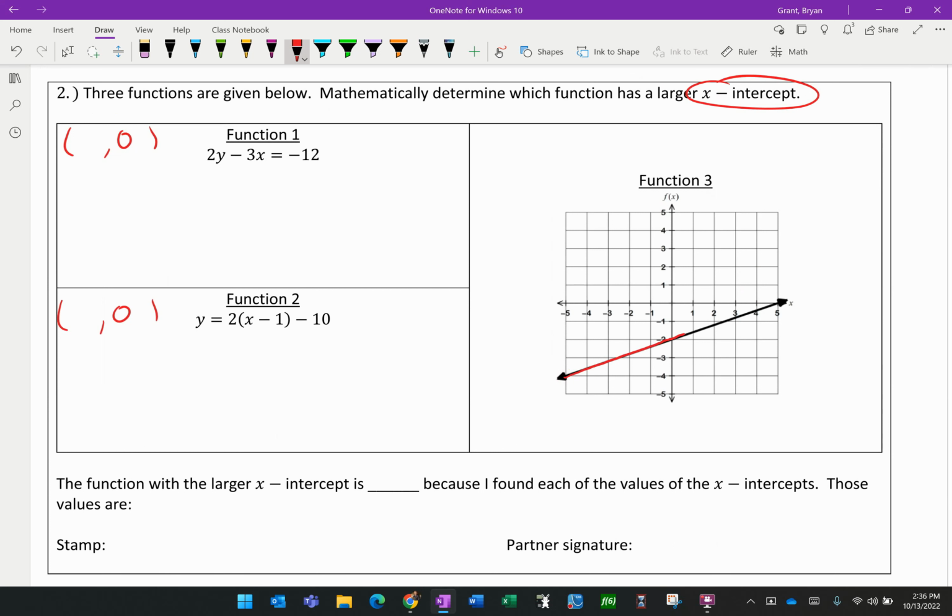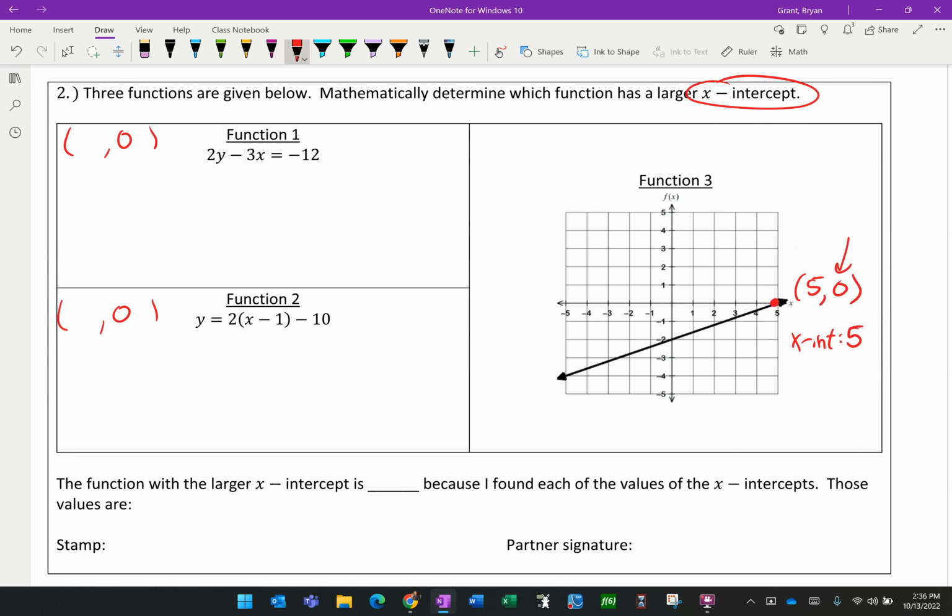Oh, that's the y-axis. The x-axis is all the way over here. So the x-intercept is this point, which is (5, 0). So our x-intercept for the graph is (5, 0), or you could say that the x-intercept is 5. So let's find the others.